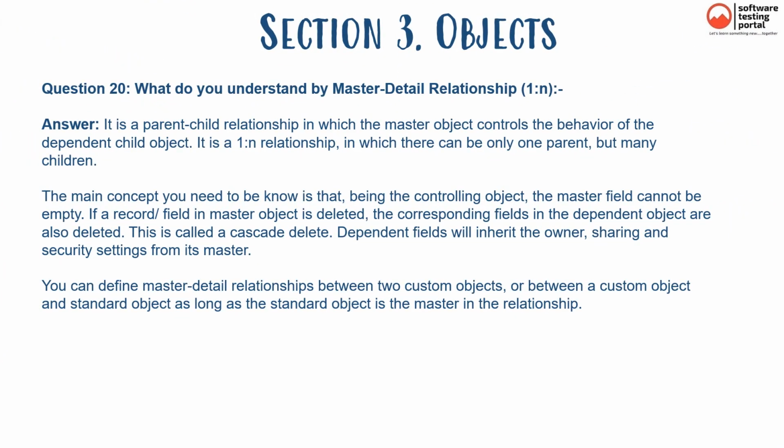Question 20. What do you understand by master detail relationship? It is a parent-child relationship in which the master object controls the behavior of the dependent child object. It is a 1:N relationship, in which there can be only one parent, but many children. The main concept you need to know is that, being the controlling object, the master field cannot be empty. If a record in the master object is deleted, the corresponding records in the dependent object are also deleted. This is called a cascade delete.